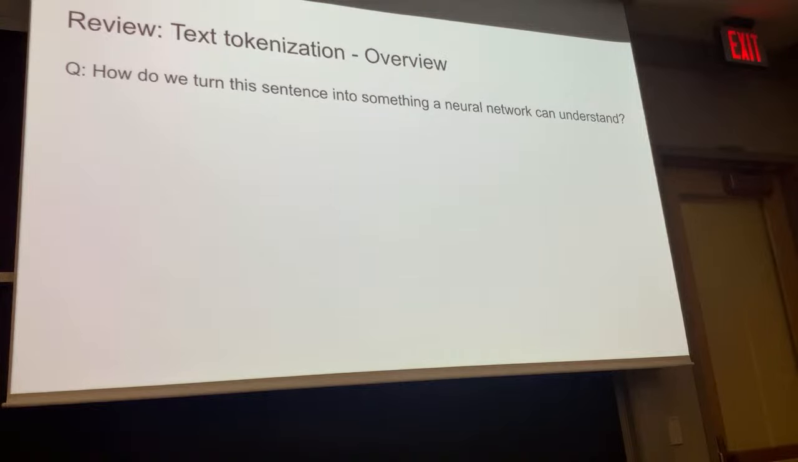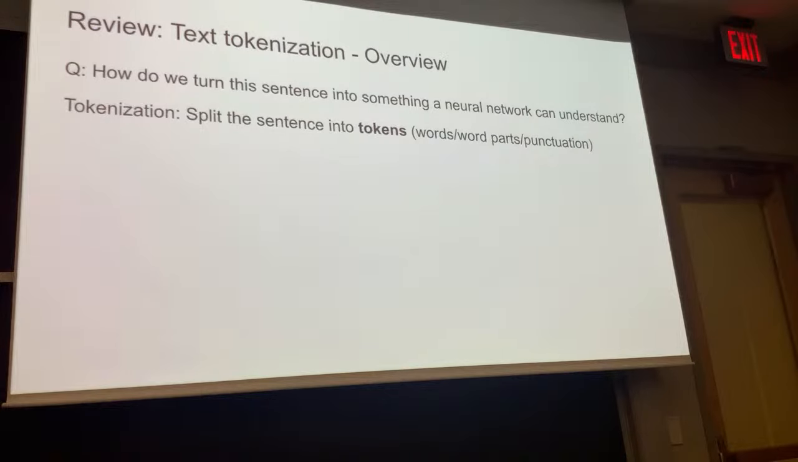How do we turn this sentence into something a neural network can understand? Tokenization is when you take this string of words and split it into tokens. Tokens would be a word or sometimes a word part. For example, snowflake: sometimes that would be one token, sometimes two tokens, like snow and flake.